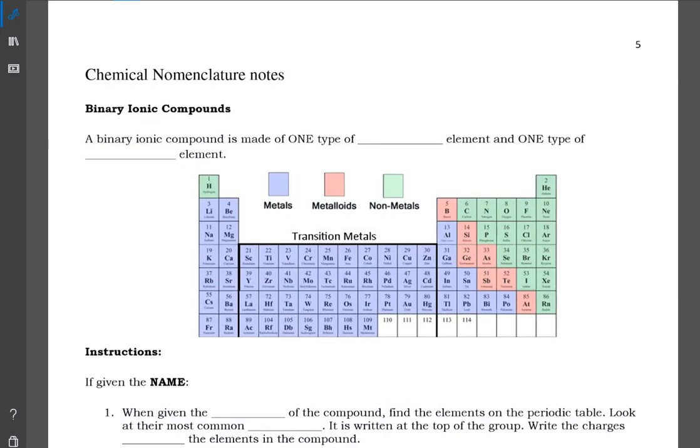All right, we're going to be talking on naming chemicals. This is page 5 of your packet. Well, actually, I don't know that it's page 5. It's page 5 of last year's packet.